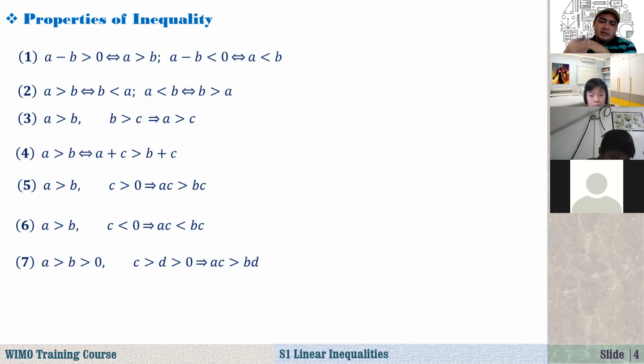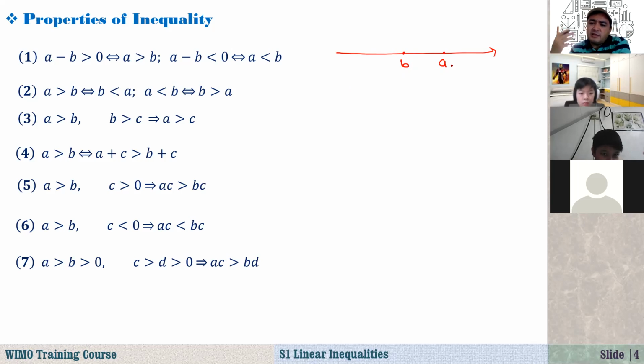What are the properties? Starting from the first one, we know that if a minus b is greater than 0, that means that a is greater than b. And on the number line, what do we mean by a is greater than b? If we position them on the number line, if here we have b, then a must be positioned to the right of b. That's why we say that if a number is to the right of another number, that number is greater. Here our number a is positioned to the right of b, that's why a is greater than b. Or in a different expression, we can also say that b is less than a.